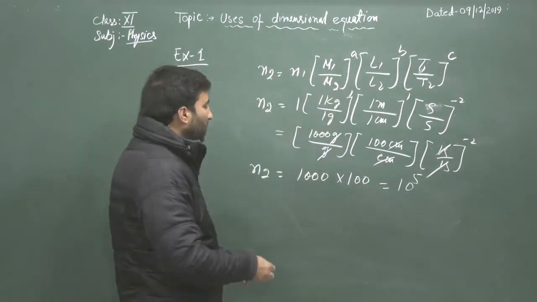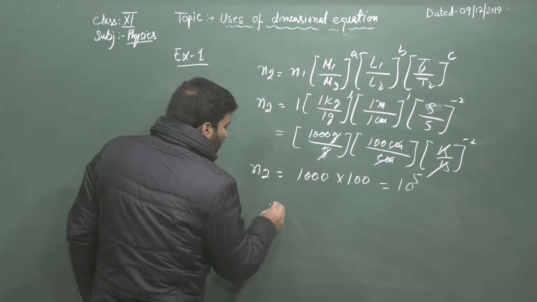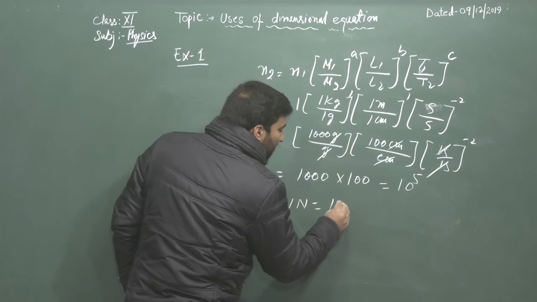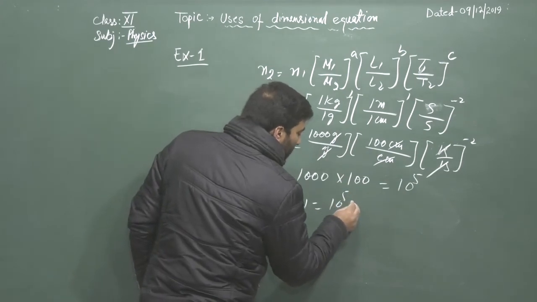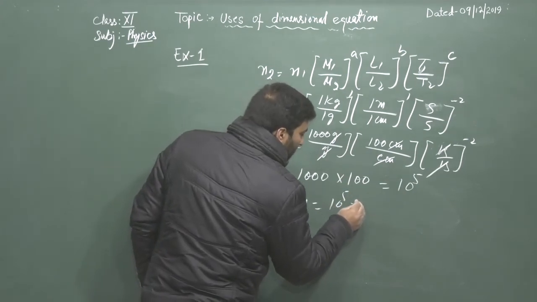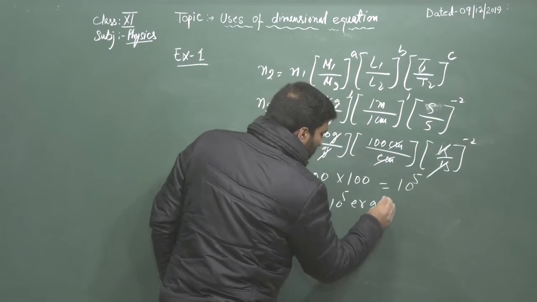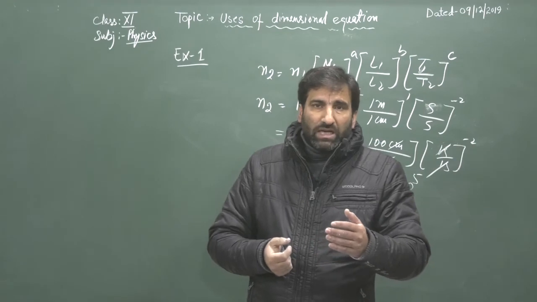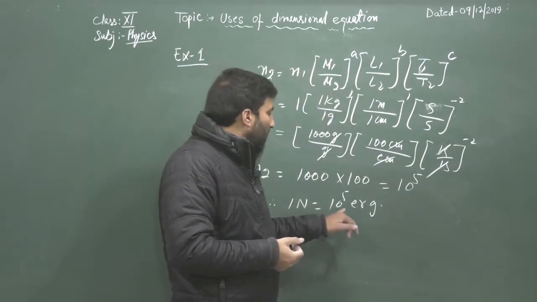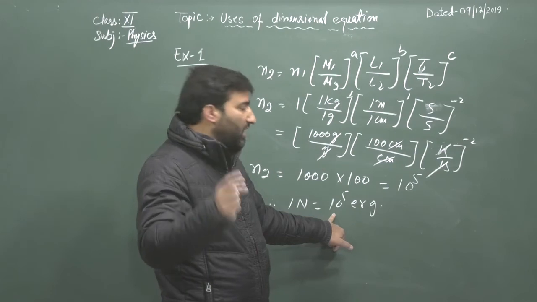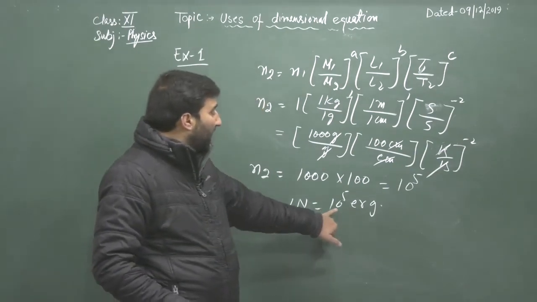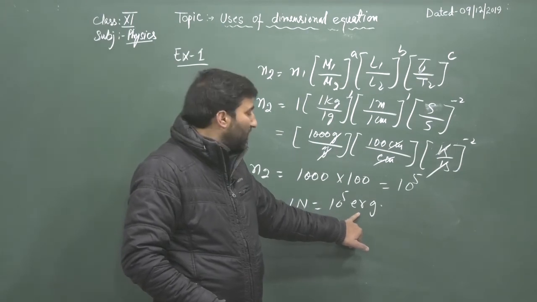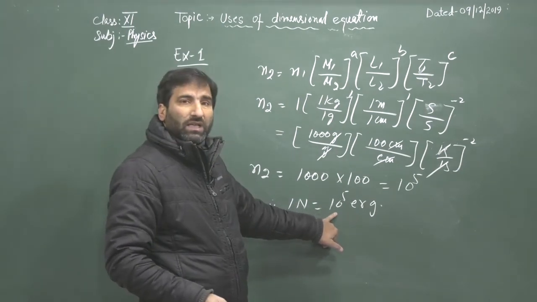Therefore we can write 1 Newton is equal to 10 raised power 5 erg. So in this way, 1 Newton of force is equal to 10 raised power 5 erg. Here the numerical value changes. Here the numerical value is 1, and here the numerical value is 10 raised power 5. Once the unit is smaller, the numerical value increases.